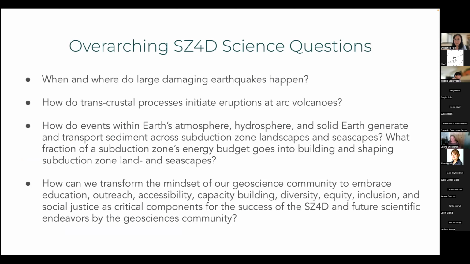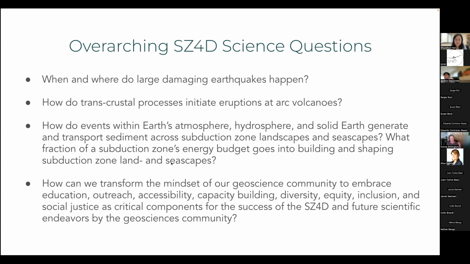The overarching science questions, which we want to have in our minds as we think about a new project focused for SZ4D, are here. The first one is: when and where do large damaging earthquakes happen? Which is, of course, the faulting and earthquake cycles question. How do transcrustal processes initiate eruptions at arc volcanoes? How do events within Earth's atmosphere, hydrosphere, and solid Earth generate and transport sediment across the subduction zone landscapes and seascapes? What fraction of the subduction zone's energy budget goes into building and shaping subduction zone land and seascapes?